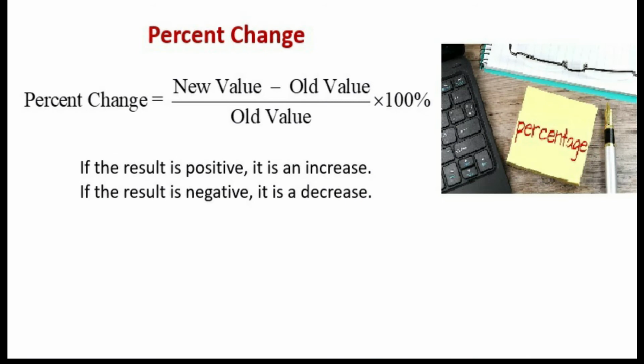Now let's understand a very important formula of percentage chapter, that is percent change. In many sums you will see that they will ask you to find percent change. In that case, the formula is new value minus old value divided by old value into 100, or increase or decrease divided by initial value into 100. If the result is positive, then it is percentage increase, and if the result is negative, it is percentage decrease.